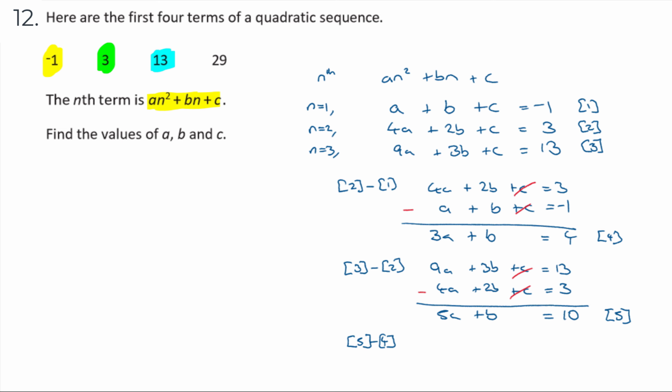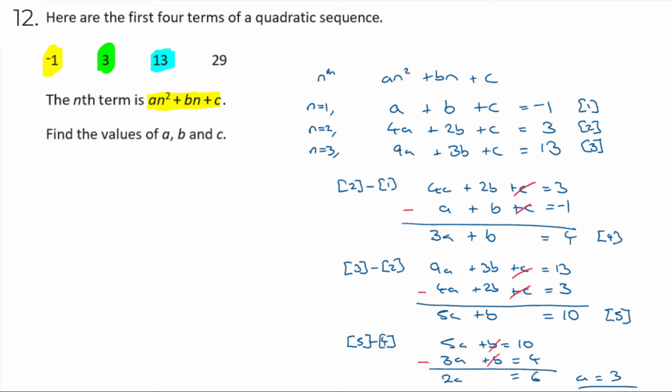What's that then? So 5a plus b equals 10. That's equation 5. And equation 4 was 3a plus b equals 4. Subtracting one from the other, 5a take away 3a is 2a, isn't it? b take away b is zero. And then 10 take away 4 is 6. So 2a is 6, so a is equal to 3. Okay? So now I've got my value of a.